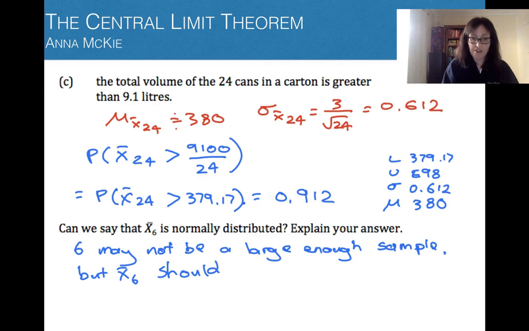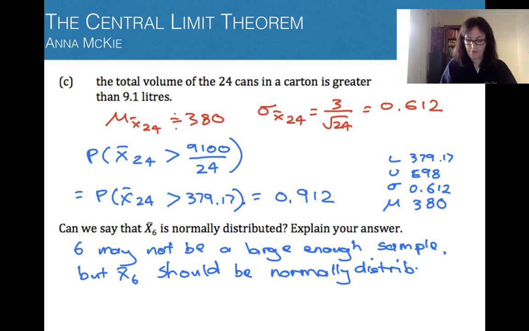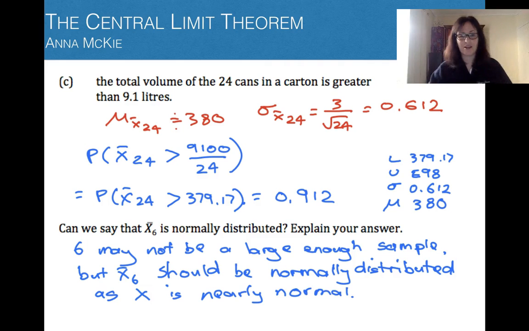Now, if you go back and read the original question, it says x should be normally distributed. So this is the way you answer these types of questions. It should be normally distributed as x is nearly normal. So that was stated at the beginning of the question, and so we can state that fact here.